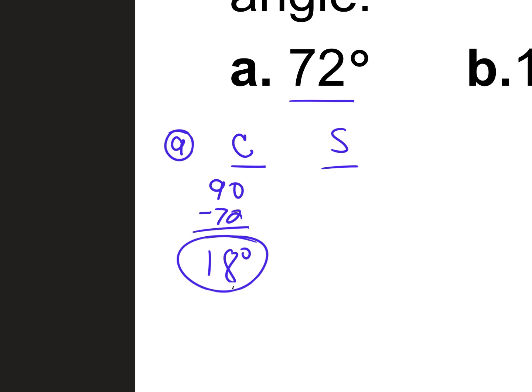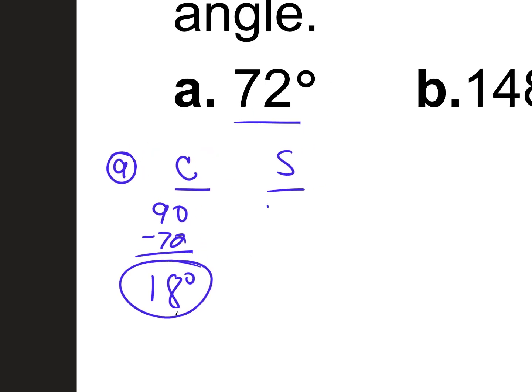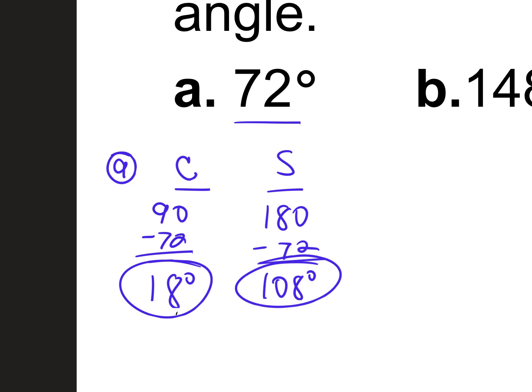That is the complement. How do you figure out if there's a supplement? Well, what is supplement? 180 has to come first. What's 180 minus 72? What is it? 108. Does this angle have a supplement and a complement? Yes. Okay, perfect. All right, let's look at B.